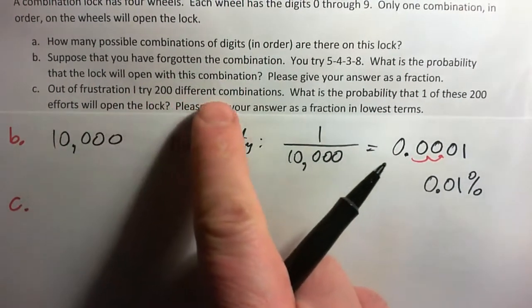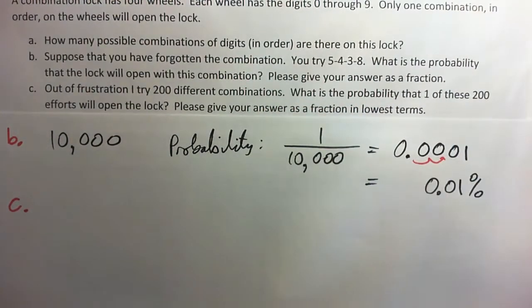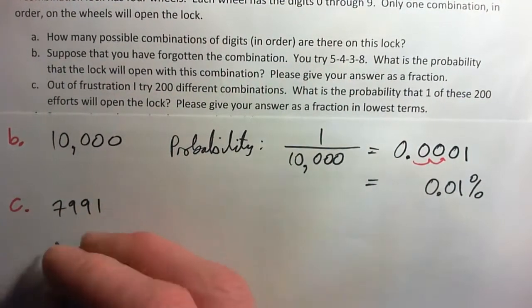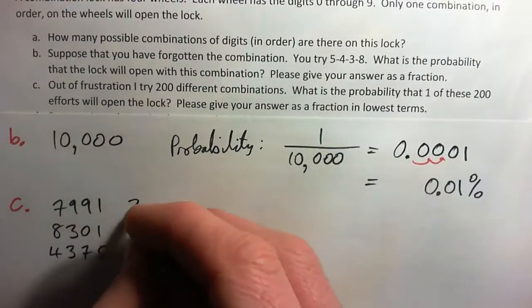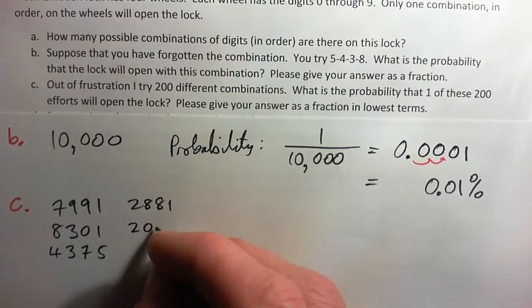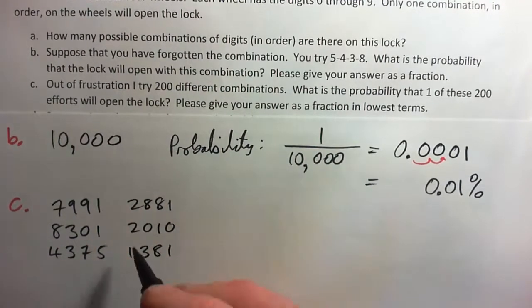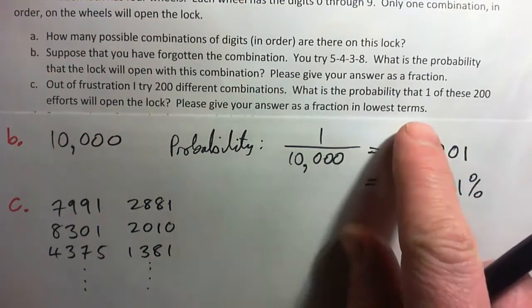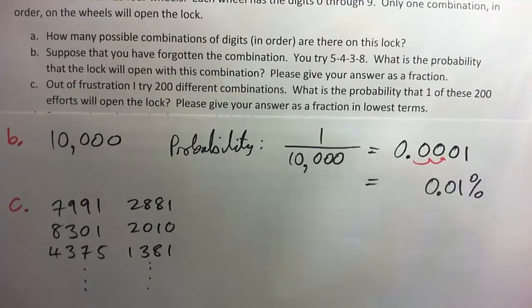Out of frustration, I try 200 different combinations. What is the probability that one of these 200 efforts will open the lock? So I don't just try 5, 4, 3, 8. I might try 7, 9, 9, 1 and 8, 3, 0, 1 and 4, 3, 7, 5 and 2, 8, 8, 1 and 2, 0, 1, 0 and 1, 8, 3, 8, 1 and so on. I try 200 different combinations. What's the probability that one of these 200 efforts will open the lock? Can you do that?